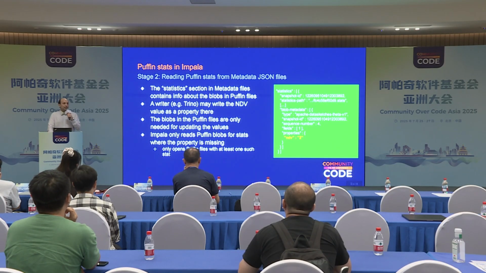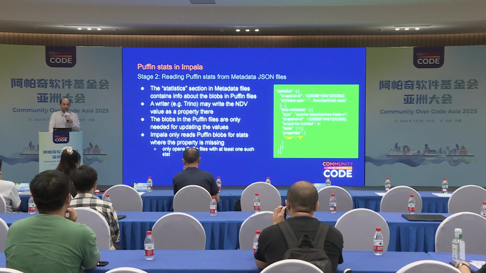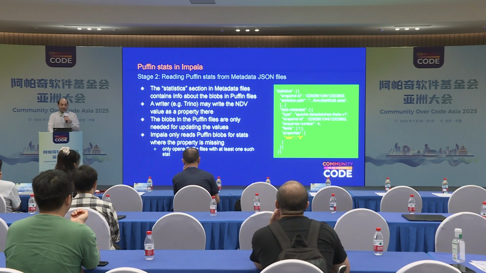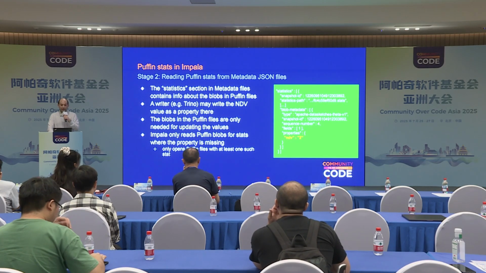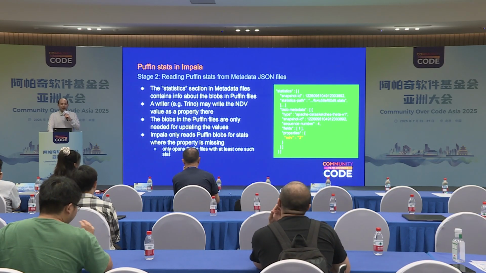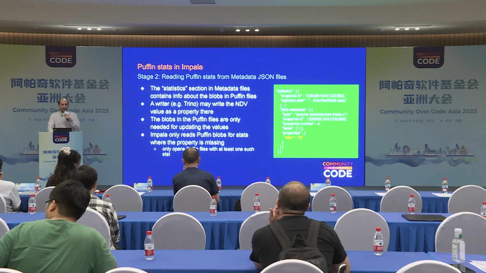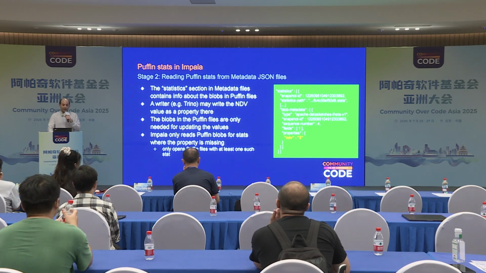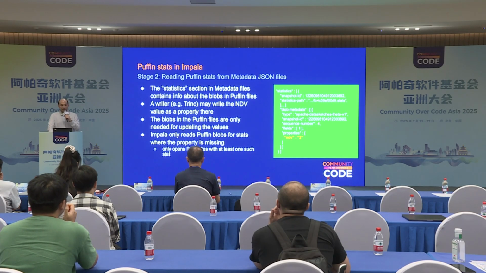Now let's look at the second stage. That was actually an optimization. As I've said previously, you can have a statistics section in the metadata file, and it doesn't only contain references to Puffin files as paths, but it also contains the metadata of the blobs. And some writers, like for example Trino, write the actual NDVs, the numbers, as a property.